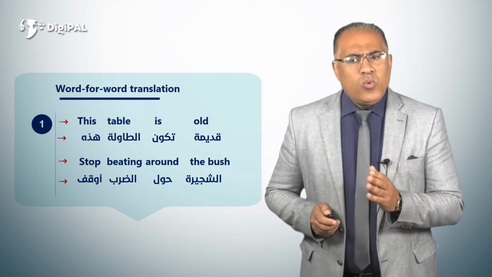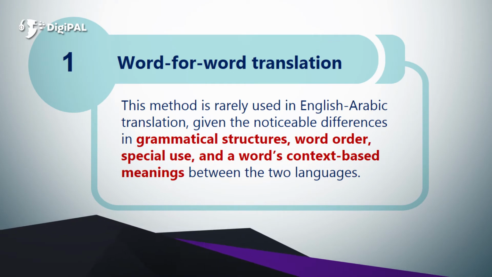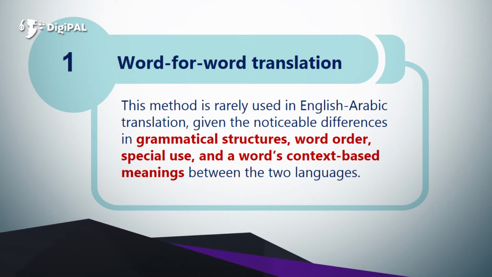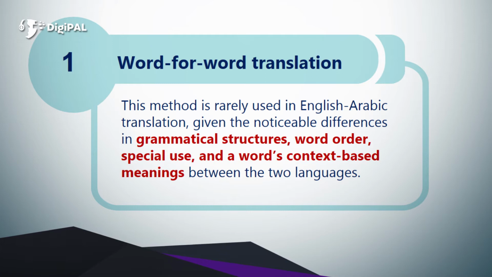أوقفوا الضرب حول الشجيرة. This method is rarely used in English and Arabic translation, given the noticeable differences in grammatical structure, in the word order, in the special use of certain words, and the words' context-based meanings between the two languages. Therefore, this translation technique is not recommended in Arabic and English translation.